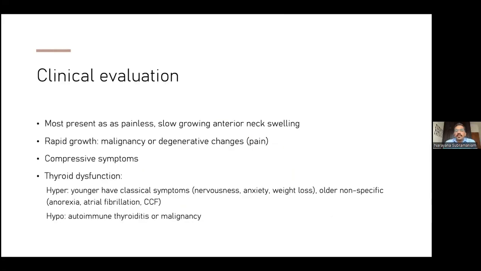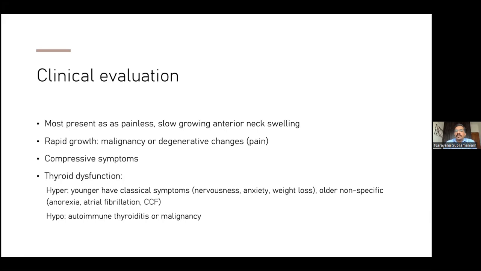Now, when you see patients with thyroid nodules, a clinical evaluation is very important because that's what guides your decision making and your further evaluation. So most of the patients that we see present as painless, slow-growing anterior neck swellings. The typical description we're all aware of: move well with deglutition. When you see a patient who has rapid growth, if they have a rapid increase in the size of the thyroid nodule, it's important to think of malignancy or degenerative changes.